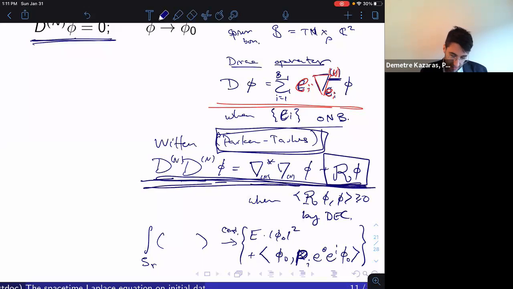And then you look at this formula. By the way, this curvature term, if you pair it with the spinor itself, is non-negative by the dominant energy condition. So it's practically the dominant energy condition acting on the spinor in an appropriate way.